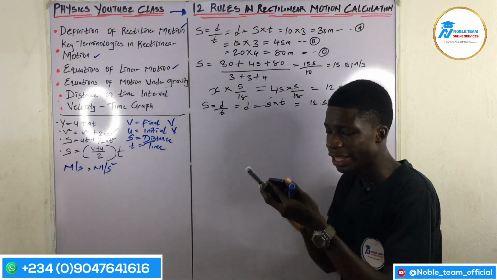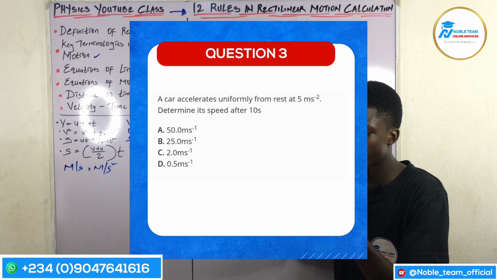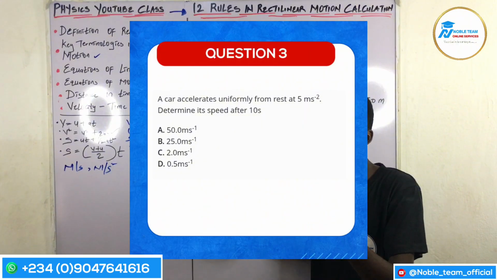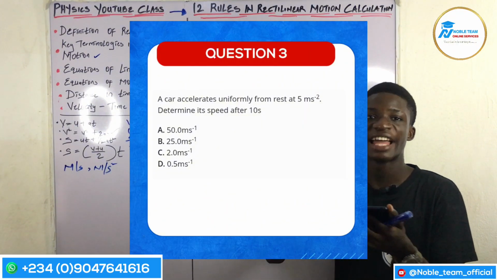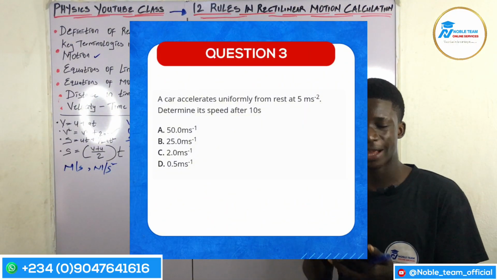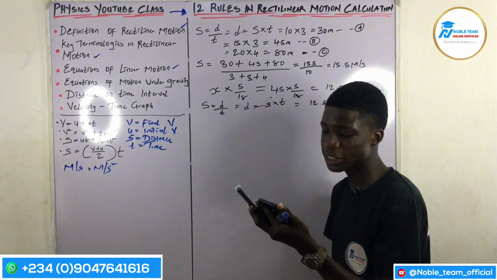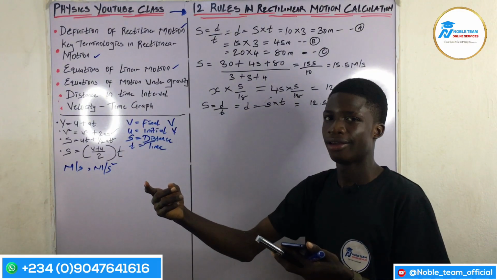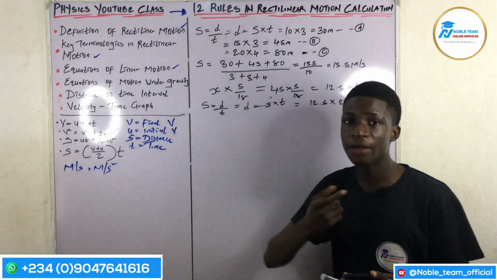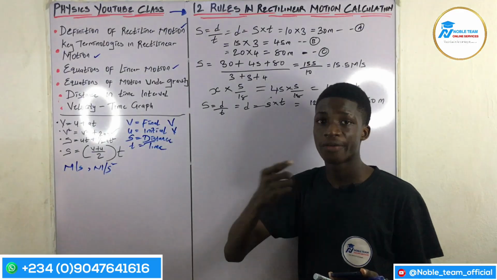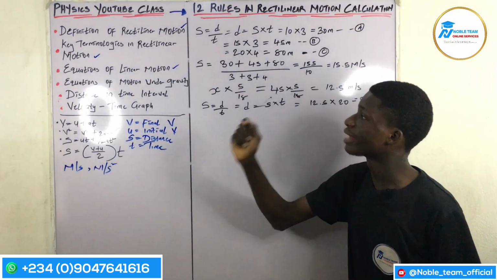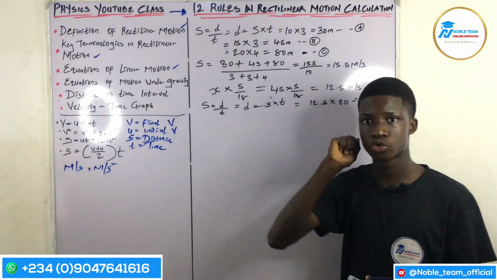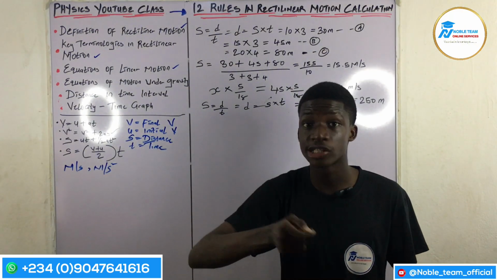Now question 3 says a car accelerates uniformly from rest at 5 meters per second square. Determine its speed after 10 seconds. Now, what did the question ask? The question says a car accelerates uniformly from rest. Remember rule 1. I said that if a body is moving from rest or at rest, it simply means that the initial velocity is equal to 0.